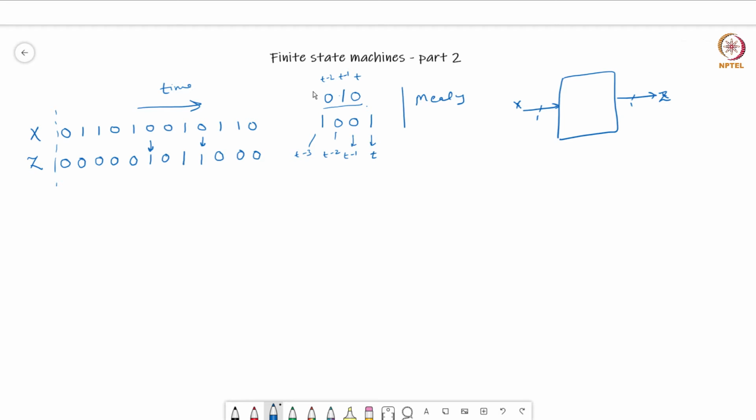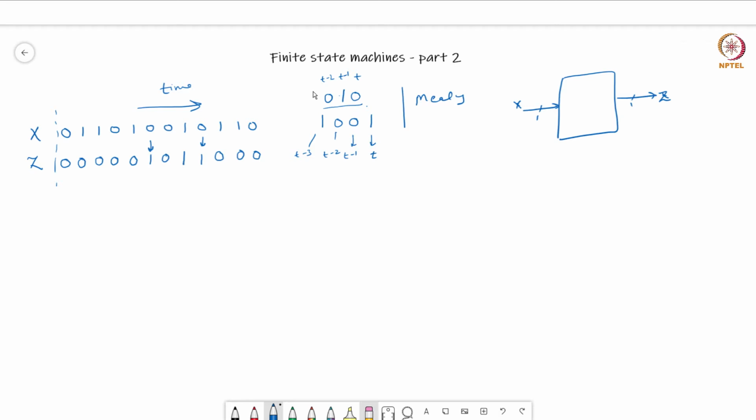Because all of these state machines we are designing are synchronous state machines, with the change of the clock period, after one clock period the input is supposed to change, and then we are supposed to see the output. Okay, so how should we start?